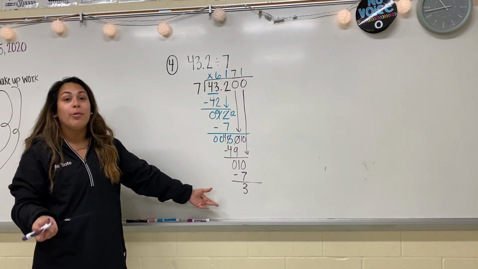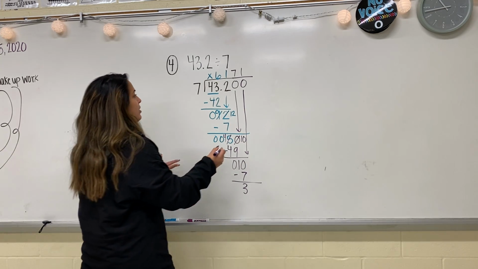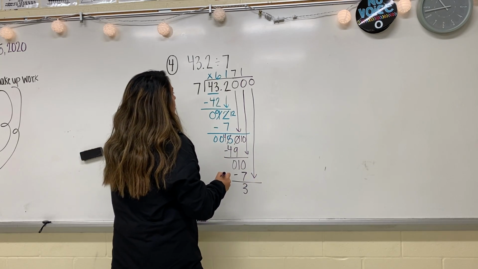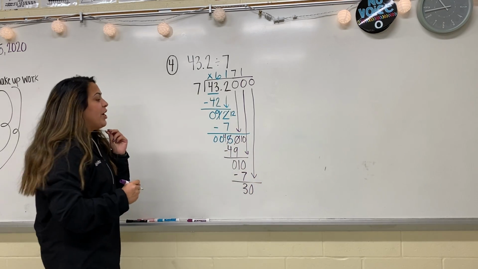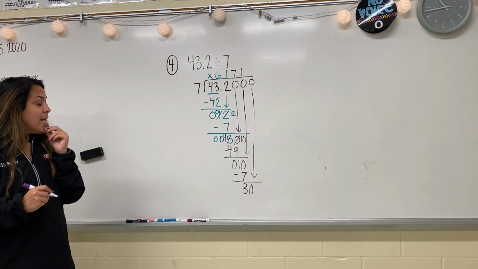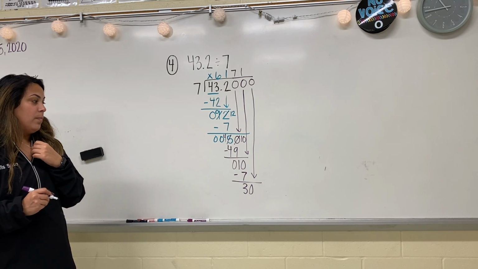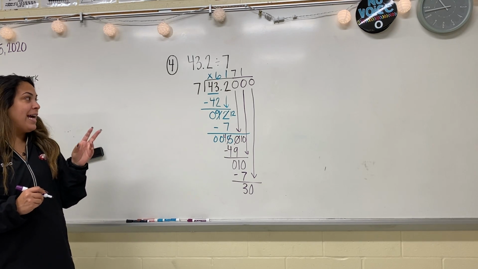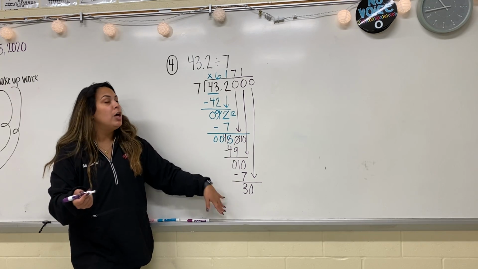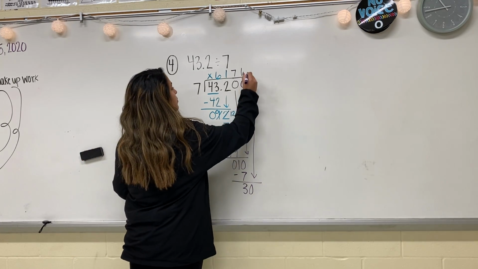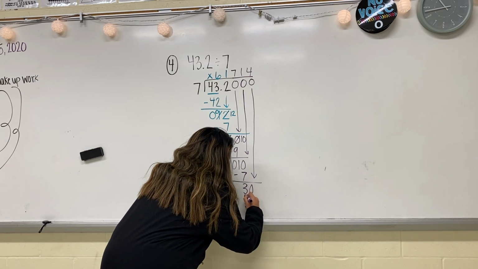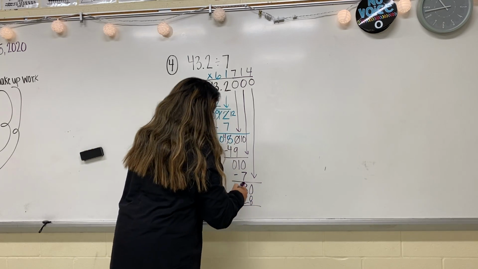7 can't go into 3, so I need to add another 0. I'm going to bring down that 0. And now we have 30. So now I need to figure out how many times 7 can go into 30 evenly. If I know my math facts, I know that it can't be 5 because 7 times 5 is 35, and that will be too big. So I'm going to use 4. 4 times 7 is 28. So I put 28, and I'm going to subtract.